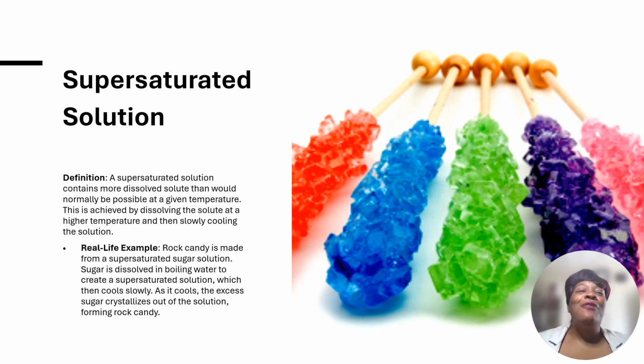So here's a real life example. I know a lot of children love rock candy. I don't particularly care for it because it's like, ooh, it's just nothing but sugar. And here's why. Rock candy is made from a supersaturated sugar solution. Sugar is dissolved in boiling water to create a supersaturated solution, which then cools slowly. As it cools, the excess sugar crystallizes out of the solution, forming rock candy. And you can also add flavors to it if you want, so that you'll have some variety in your rock candy concoctions.